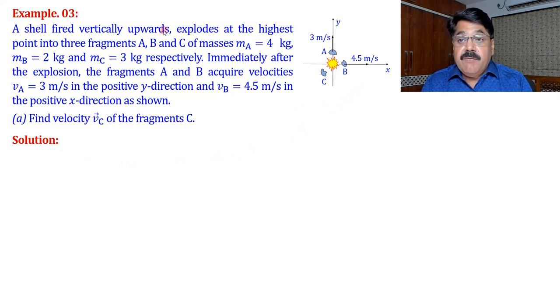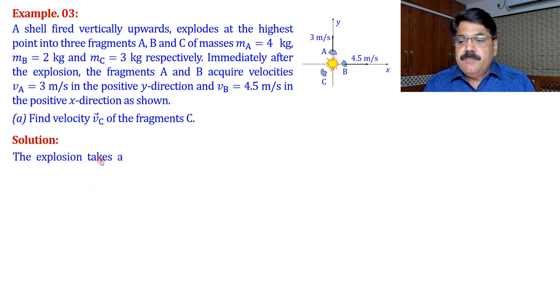The shell was fired vertically upward and explodes at the highest point into 3 fragments. It is not given whether the explosion takes place in free space or not, but for safety we assume the explosion takes place in gravity. Even if we consider air resistance, both forces being finite, their impulses during the explosion will be negligible. So the total momentum of the shell will remain fairly conserved. Of course, here the total momentum is not strictly conserved, but the change in momentum we can neglect. So we use conservation of momentum as an approximate idea.